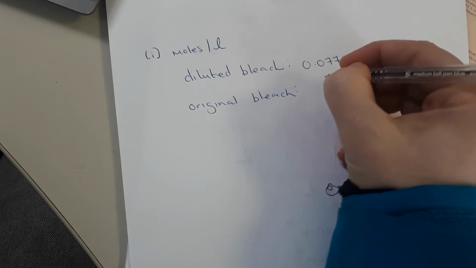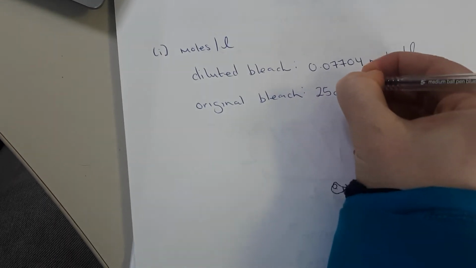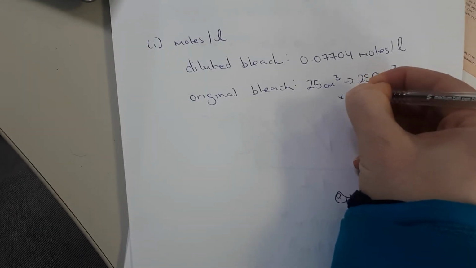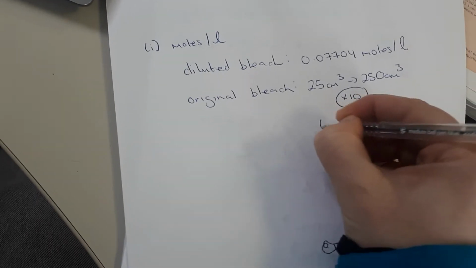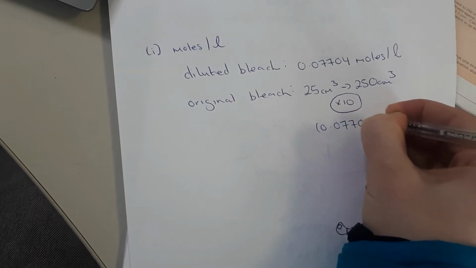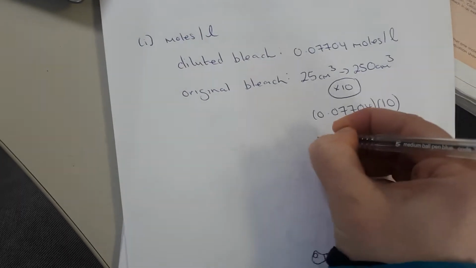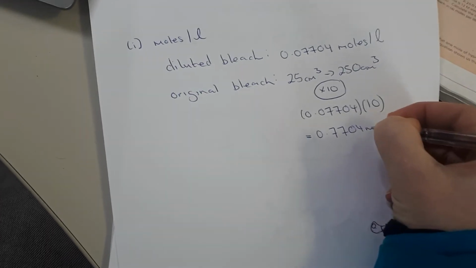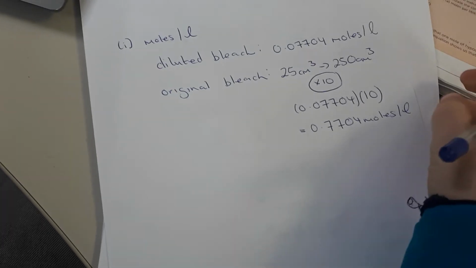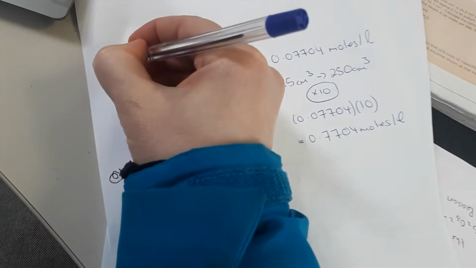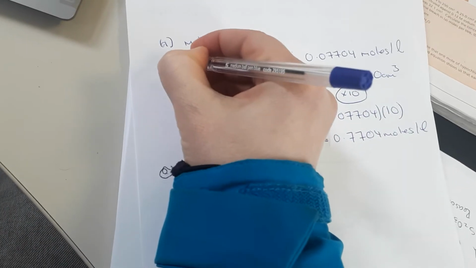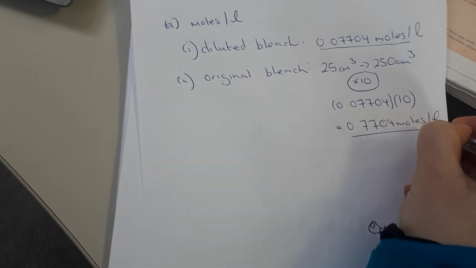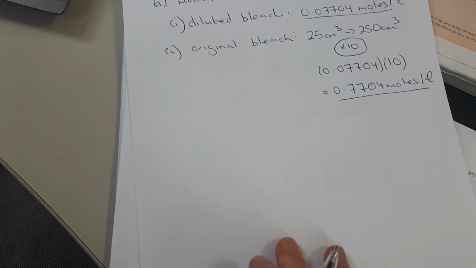Now, in my original bleach, I was told that I diluted it from 25 to 250 centimetres cubed. So I've diluted it 10 times. So in my original solution then, I'm going to multiply that by 10. And that's going to give me 0.7704 moles per litre. Okay? And that is my answer to A. This is my answer to part I. And this is my answer to part II. So please make sure you are clear on which one is which.